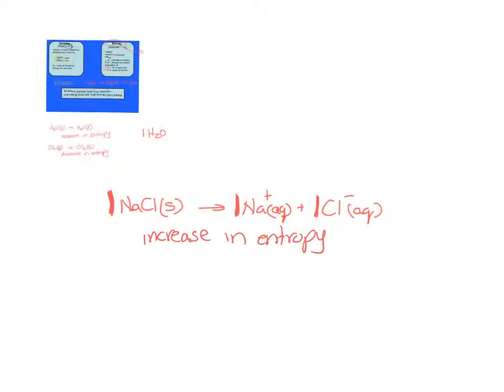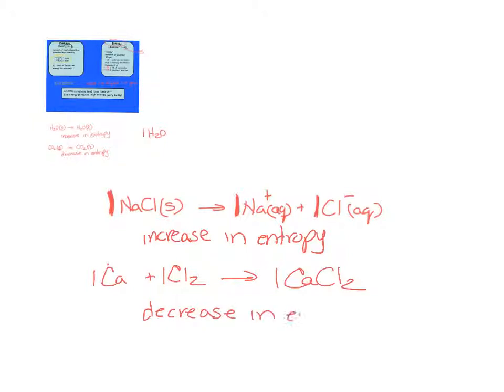And let's say we went from calcium and chlorine, and we got calcium chloride. We started with 1 calcium, we started with 1 chlorine, and we end up with 1 calcium chloride. That's going to be a decrease in entropy because we went from 2 particles, or 2 pieces, 1, 2, to 1 group of calcium chlorides. So it's a decrease in entropy. All right, so that pretty much sums up entropy.